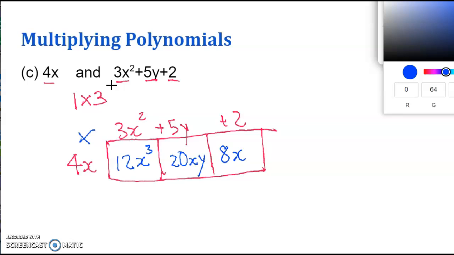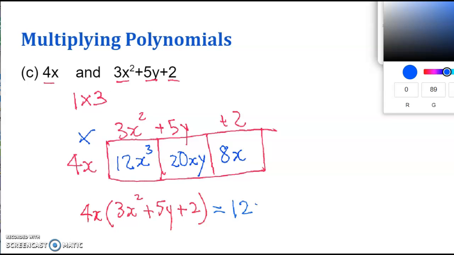For the final answer, what we multiplied is 4x by 3x squared plus 5y plus 2. When we multiplied it out, the answer we got is the areas inside the box: 12x cubed plus 20xy plus 8x.